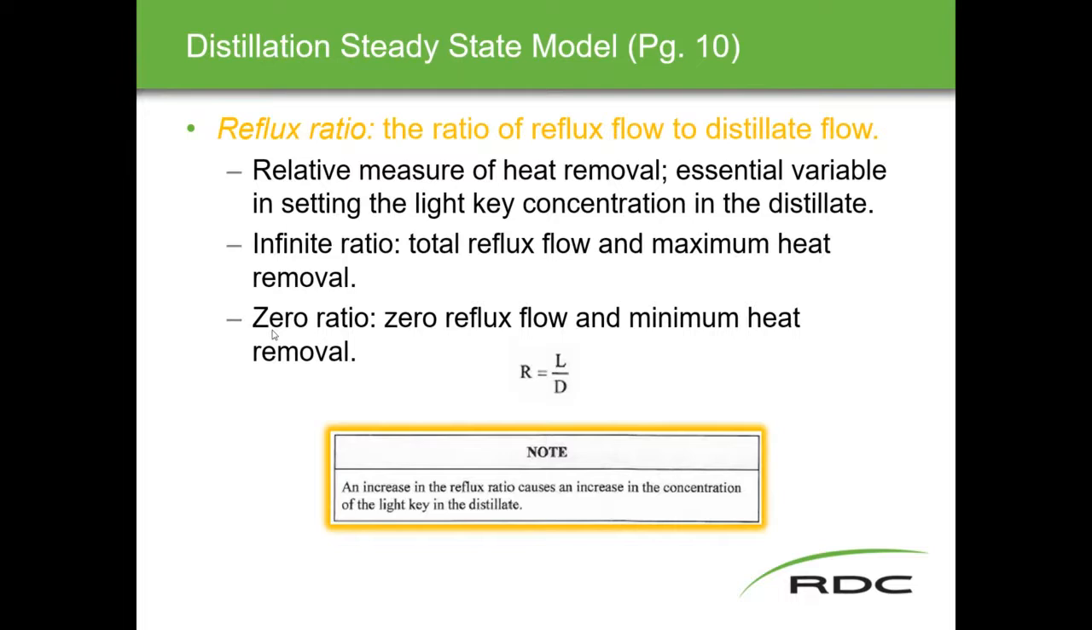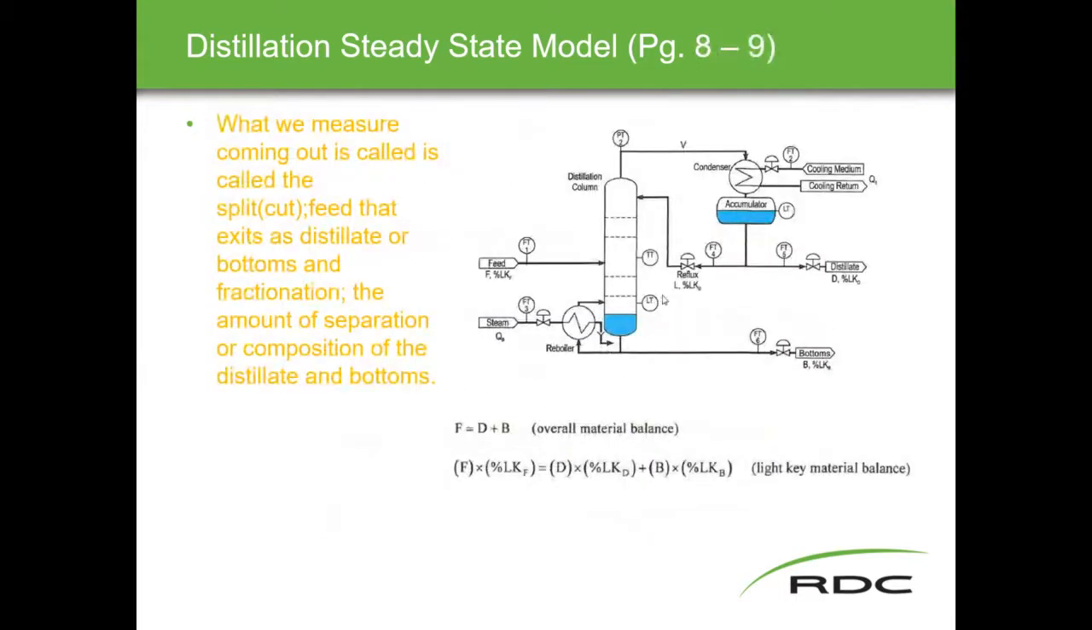Okay, the next important thing that we have to look at in our steady state model of the column is the reflux. And we mentioned the reflux is a return of condensed product back into the system in order to maintain the temperature gradient across our trays. And the term that we use to describe how much of it we're putting back in is called the reflux ratio. And the reflux ratio is the ratio of the reflux flow to the distillate flow. So it's the ratio of how much of this stuff we're taking out. You can see it comes out of the accumulator. This is product that we've just condensed.